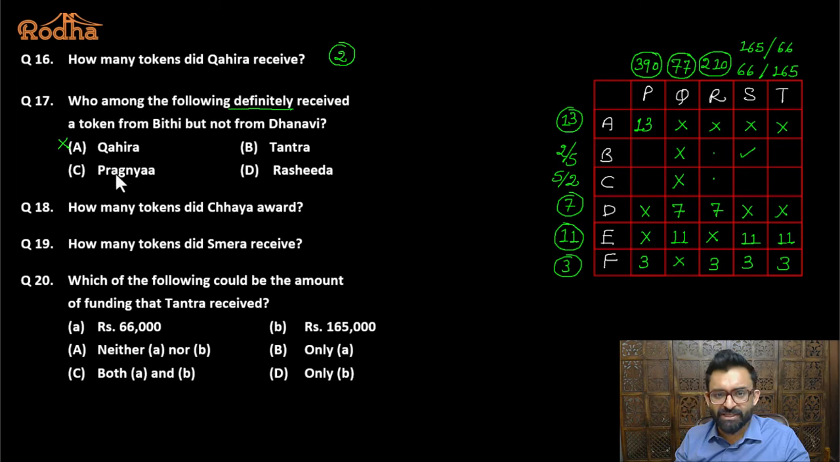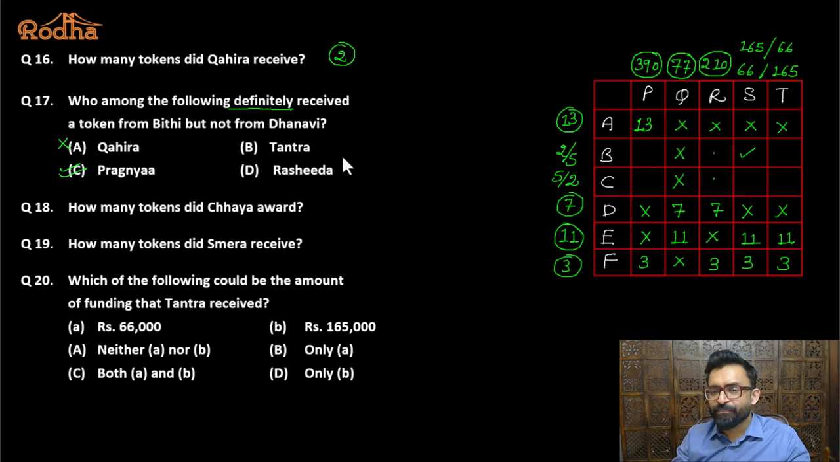So what is our question asking for? Who among the following definitely received a token from Bithi but not from Dhanvi? So Bithi must have given the token to Pragyana, because she's getting 390 and she's awarding either 2 or 5. Either which way, she has to get a token from Bithi, but she's not getting from Dhanvi. So my answer is C.